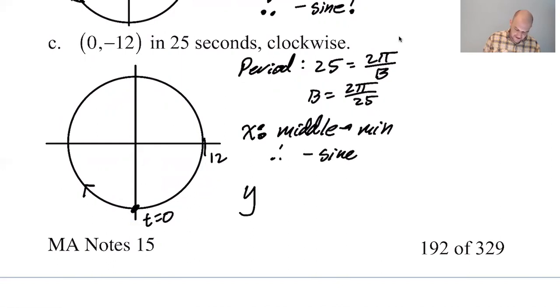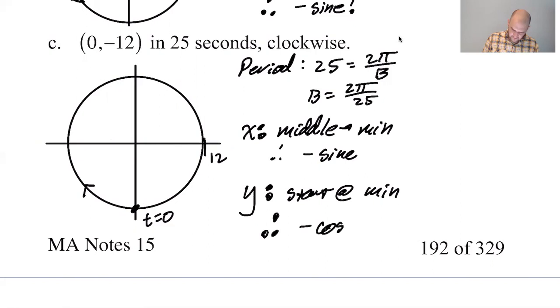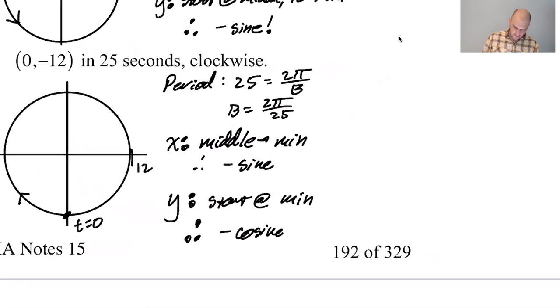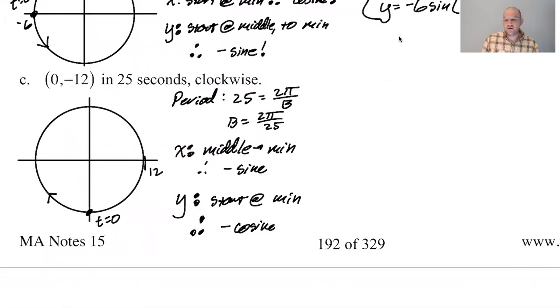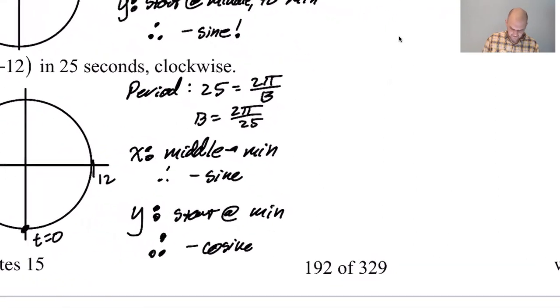So now you know y is definitely a cosine thing, but is it positive or is it negative? Well, where does it start? It starts at the minimum, then it goes to the middle, then the maximum. So it's got to be negative. So this is start at minimum. Therefore, that's a negative cosine. Negative cosine. Okay, and then the radius is 12, because that's basically given.